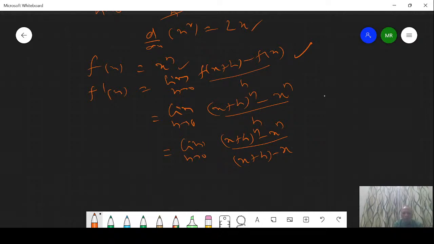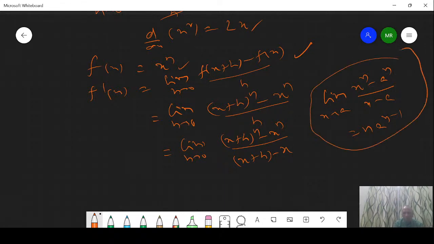Now remember we have one formula: limit x tends to a of x power n minus a power n by x minus a is equal to n into a power n minus 1. We know this formula, right? Suppose I use that formula. You know that formula, right? If you use that formula, is it possible?